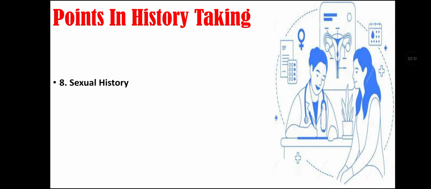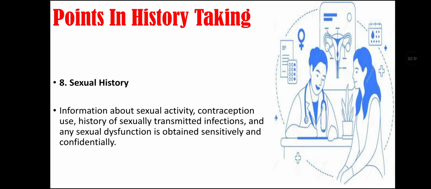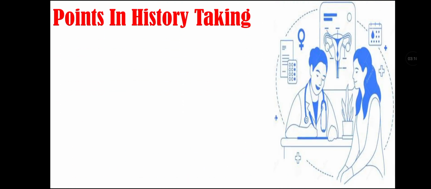At seventh step, we talk about sexual history of the patient, in which information about sexual activity, contraception use, history of sexually transmitted infection, and any sexual dysfunction is obtained sensitively and confidentially.